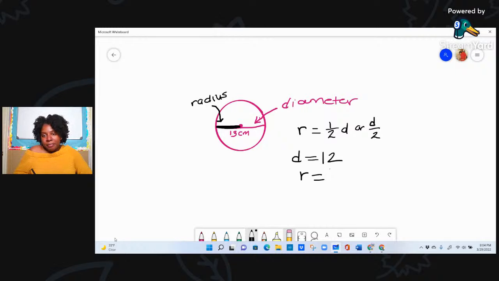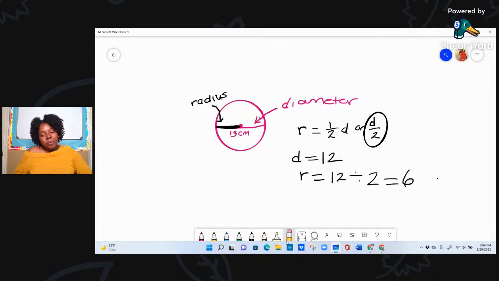What is half of 12? So we can do this one. 12 divided by 2. And what do you get? Nice, 6. Excellent. All right, so now that's how you find the radius.